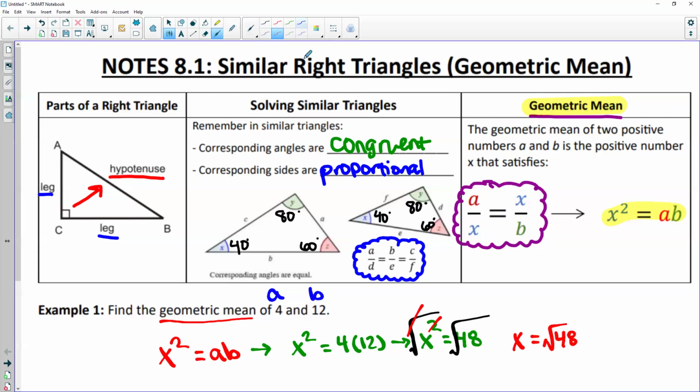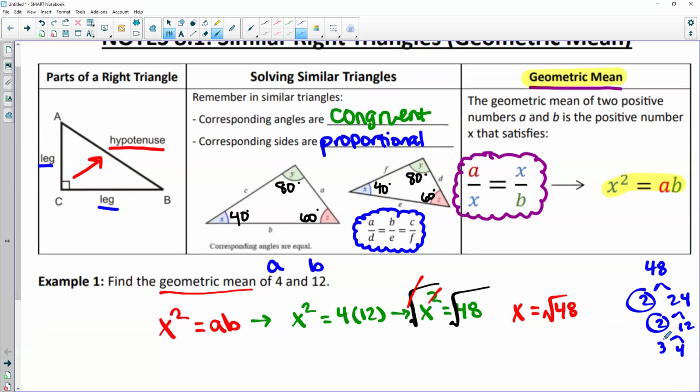And like we saw in the notes for 8.0, or simplifying radical notes, we can simplify the 48. 48 can be broken down into 2 times 24, 2's prime. 24 can be broken down into 2 and 12, 2's prime. Here we can do 3 and 4. Let me scroll down here. 3 is prime, and 4 can be broken down into 2 and 2.